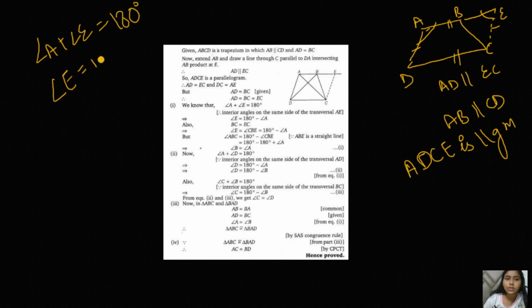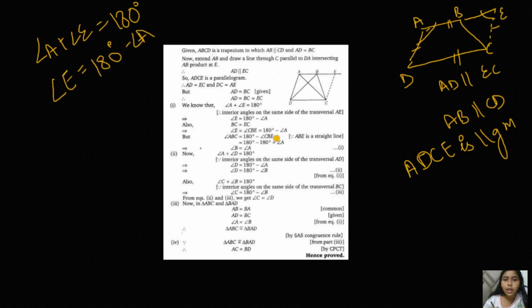So basically if BC is equal to EC, it means that angle A and angle E will equal 180 degrees, because the sum of the co-interior angles present on the same side of the transversal always equals 180 degrees. So angle A plus angle E will be equal to 180 degrees. Am I right? So by that we can say that angle E is equal to 180 degrees minus angle A.